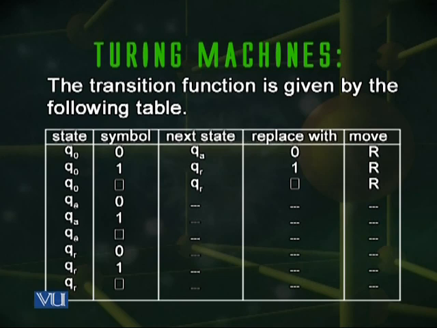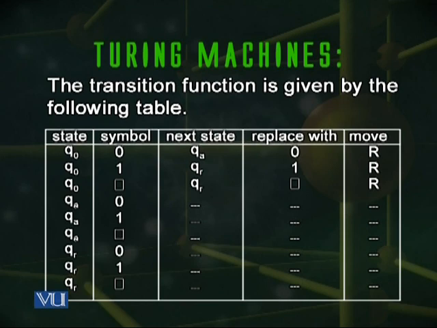As you can see, the rest of the entries in this table are not filled. That is because QA and QR are accept and reject states. Once the machine reaches these states, the computation of the Turing machine stops or halts.